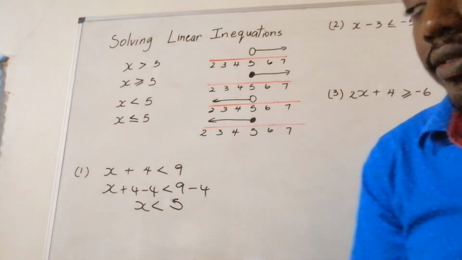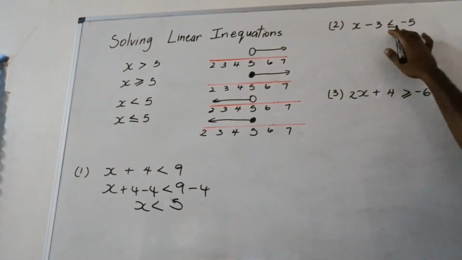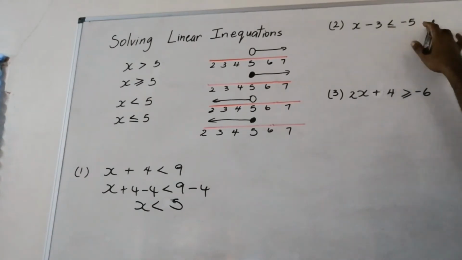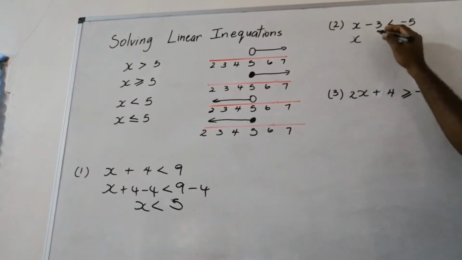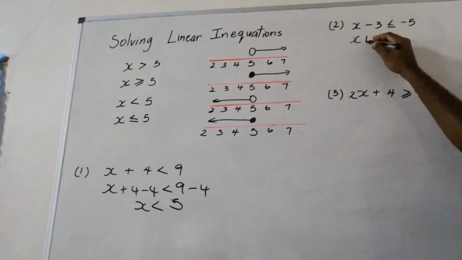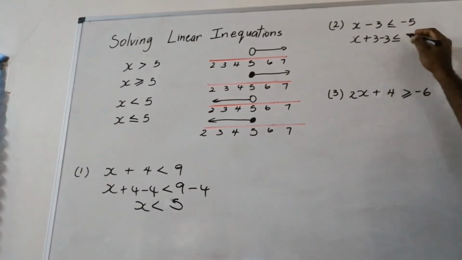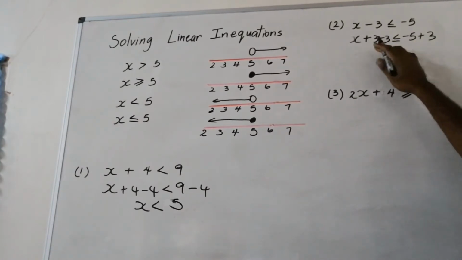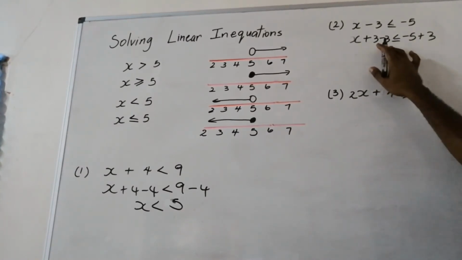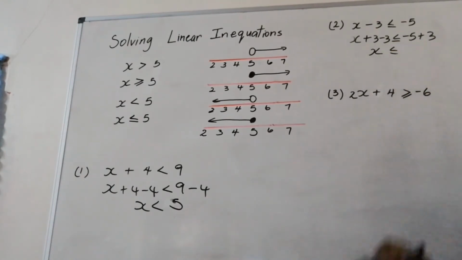Now, we have x take 3 is less than or equal to negative 5. Now, to get rid of our negative here, remember we add plus 3. x take 3 plus 3 is less than or equal to minus 5 plus 3. Now, we will have, this will be equal to 0. X will be less than or equal to negative 5 plus 3.